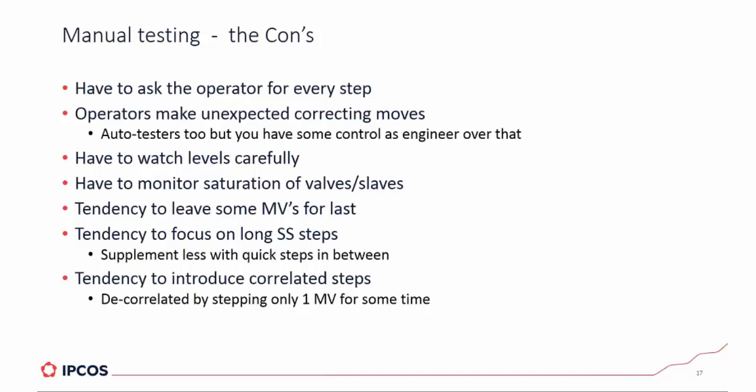And then of course there's always a tendency to introduce correlation in our step test pattern. Of course we can always then at the end decorrelate the data that we have by stepping only one MV at a time for a certain period of time.